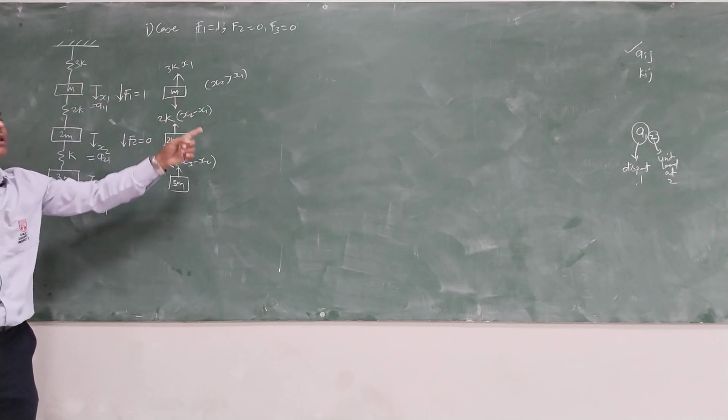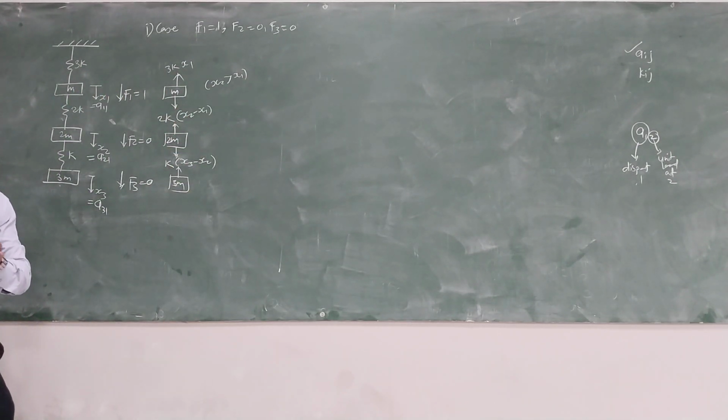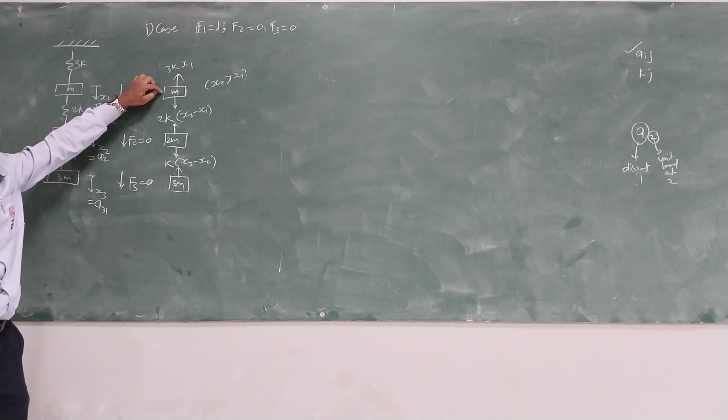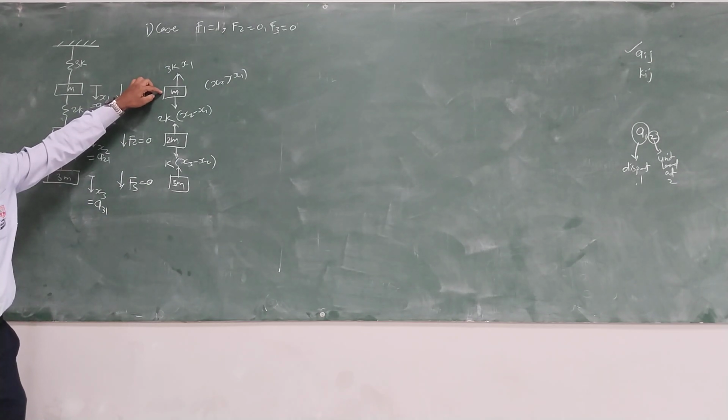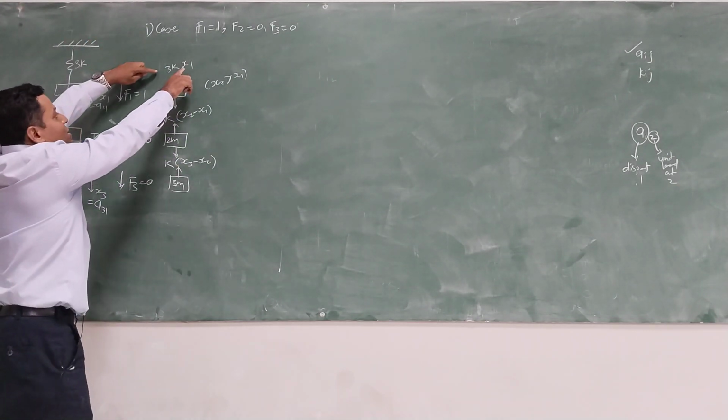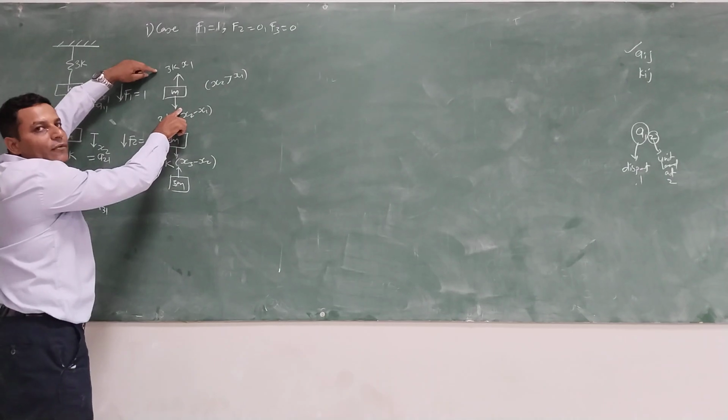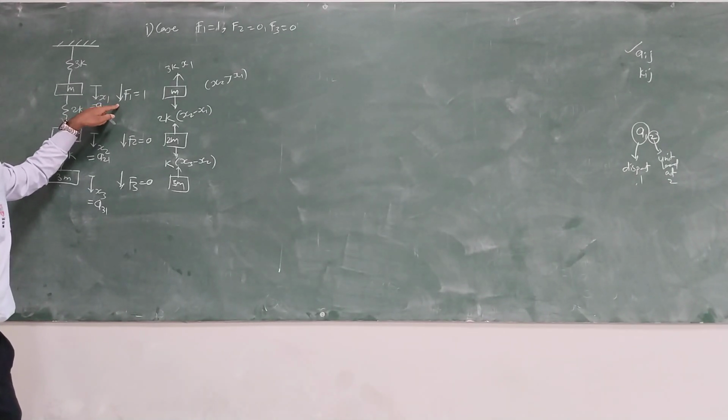Now after drawing the FBD, everything from here is easy. After drawing the FBD, we'll have to consider the forces. See, this direction is upward, this direction is downward, this direction is downward. So downward we will consider negative, upward we will consider positive.